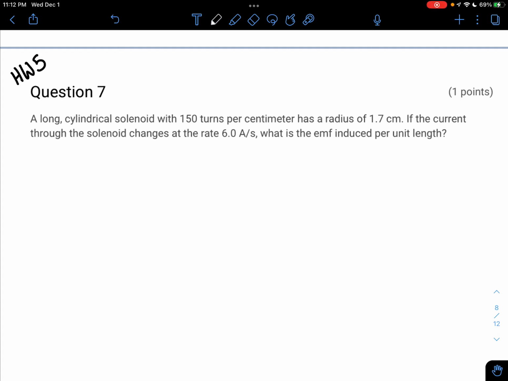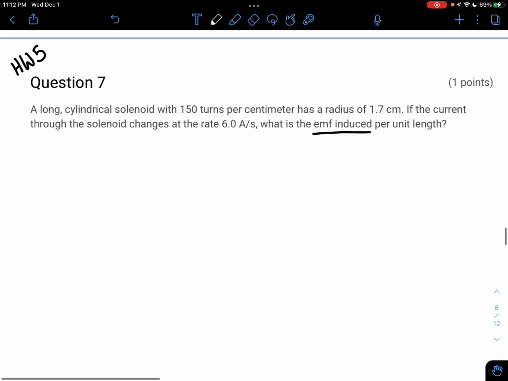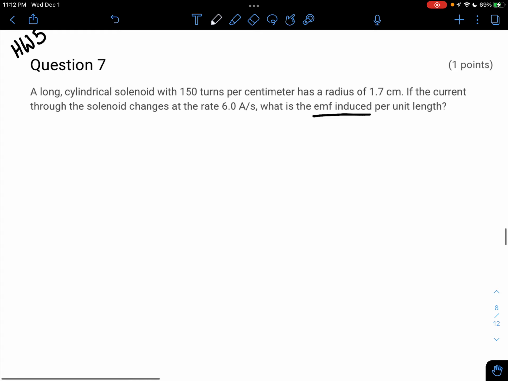Alrighty, y'all. Today we're taking a look at question 7 for homework 5. For this one, we're trying to find the induced EMF per unit length of a solenoid, cylindrical solenoid. Again, still don't know how that's pronounced, but that's fine.